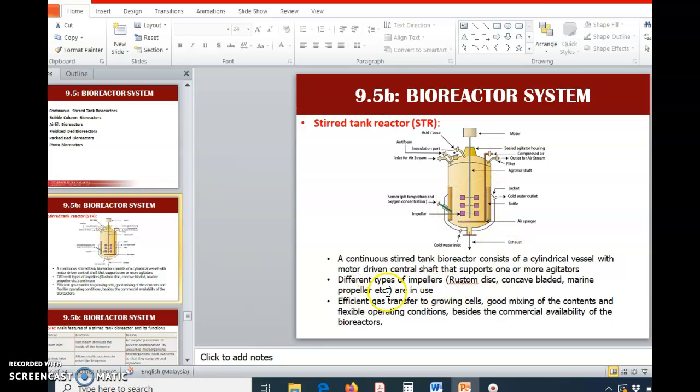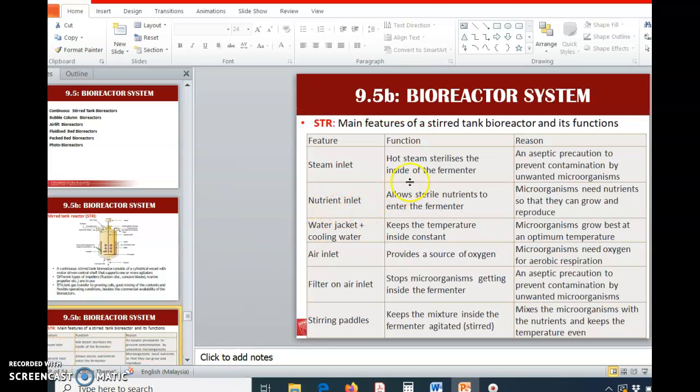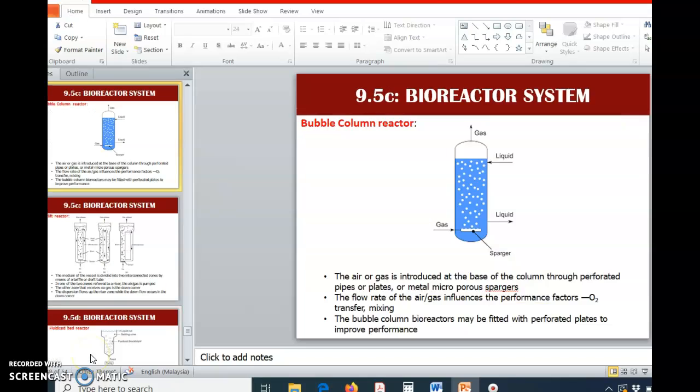They have a cylindrical vessel with a motor-driven central shaft. They also have different types of impellers, with different shapes, because different shapes will induce different reactions from the microorganism. They also have efficient gas transfer to growing cells, good mixing of the contents, and flexible operating conditions. This is the most common bioreactor used in industry today. You can read the main features, like I mentioned to you before.